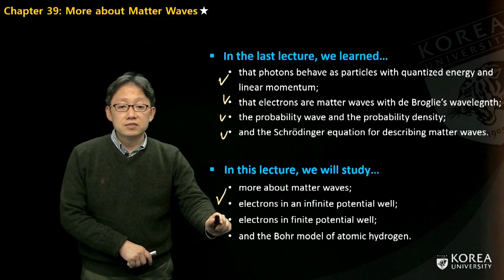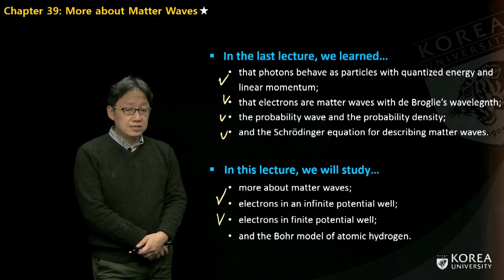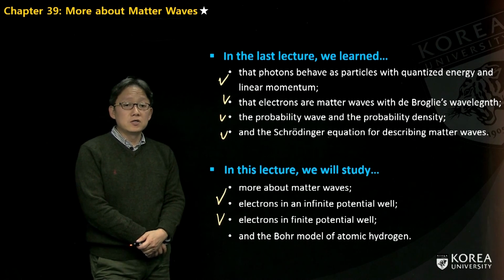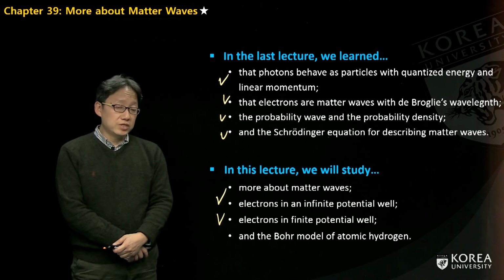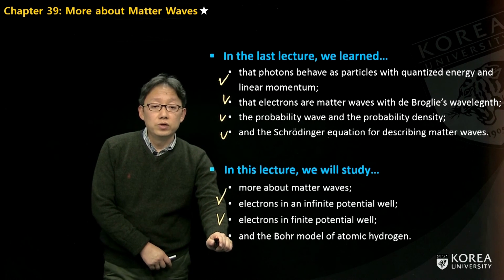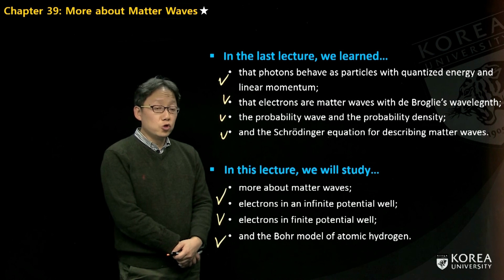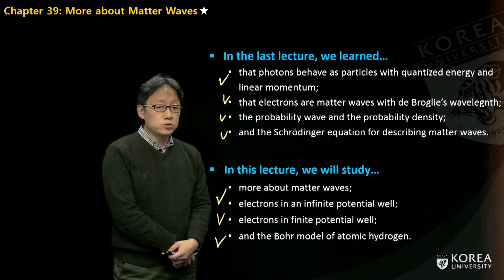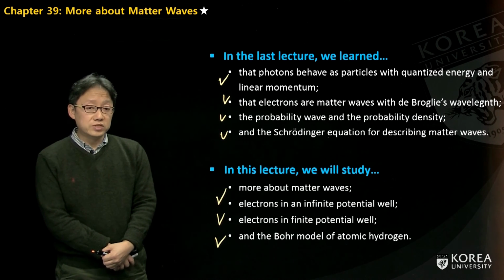As a second example, we will consider the case of the finite potential well. In this case, it is similar to the infinite potential well, but the height of this potential is not really infinite. And then lastly, we will study how this electron behaves in atomic hydrogen. This is also called the Bohr model, and it gives us the idea about how atoms exist.